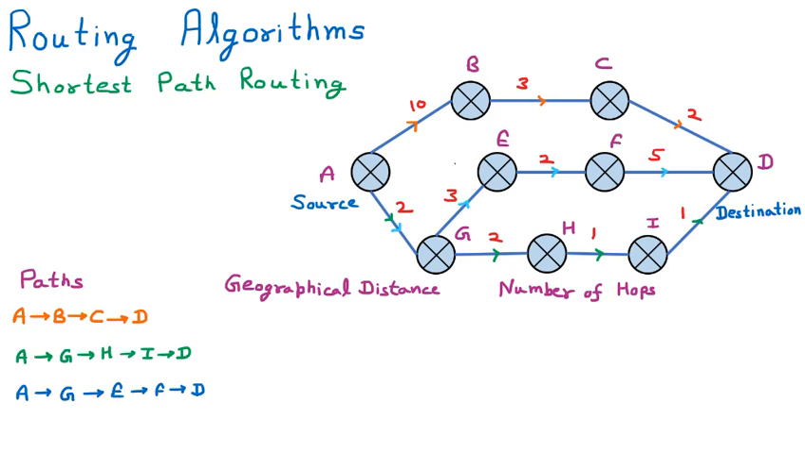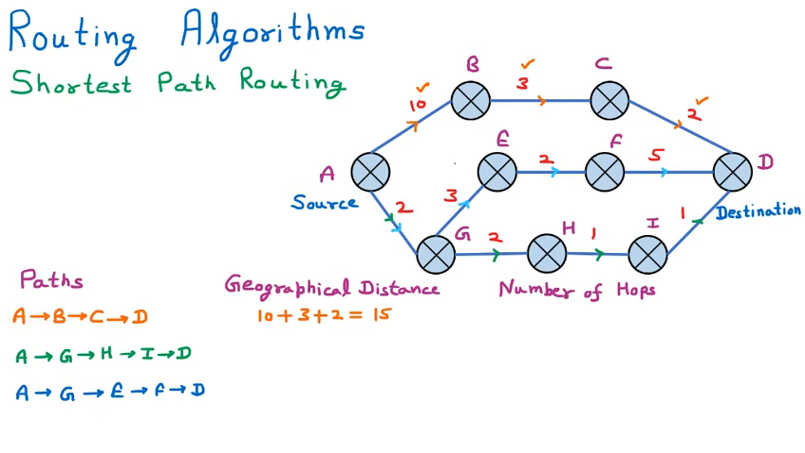So if we go with the first path, then from A to B the cost is 10. So we have 10 plus, afterward we have 3. So that is 3 plus. Then after that we have 2. So talking about the geographical distance, that will be equal to 15.